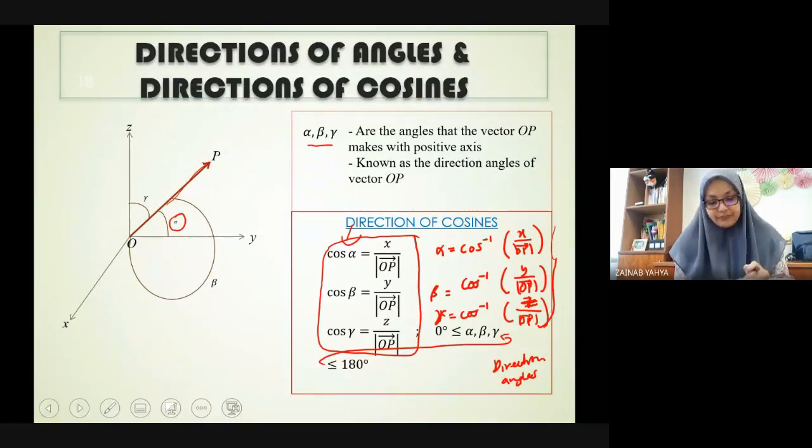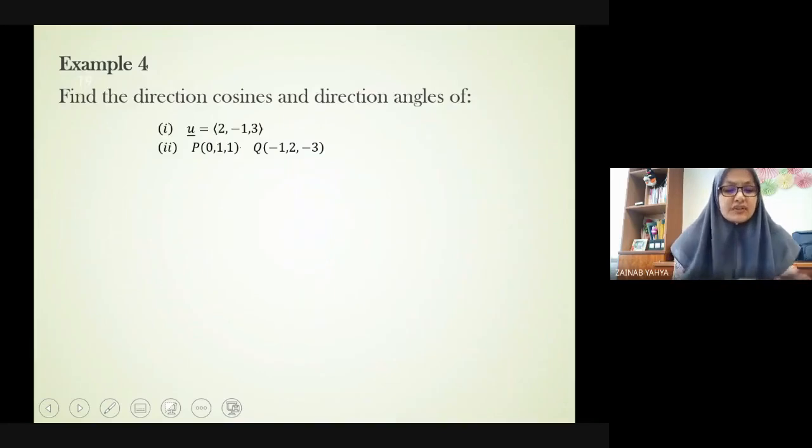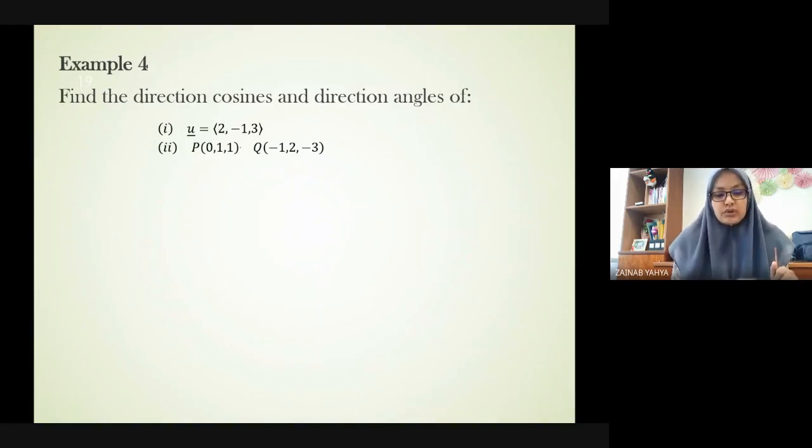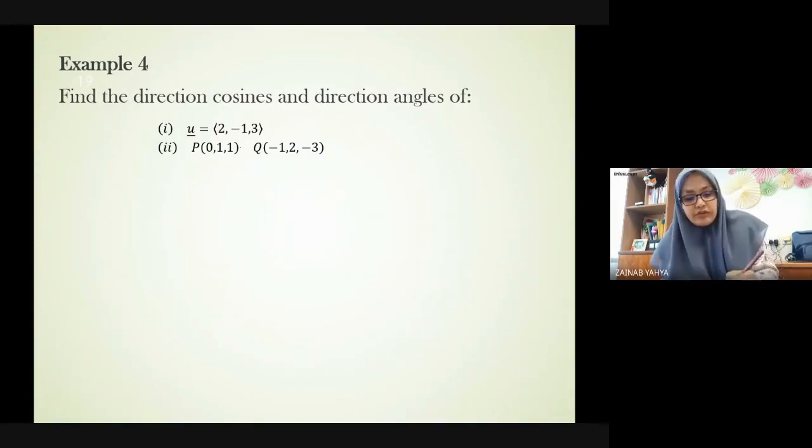Okay, let us take a look at the example now. Find the direction cosines and direction angles. So this question asks for both cosines and angles. U is given as <2, -1, 3>, so it's already in vector form. How do we know it's vector form? Because there's an underline like this and also angle brackets like this. So for number 1, it's given U. U here is actually the OP that we mentioned just now.